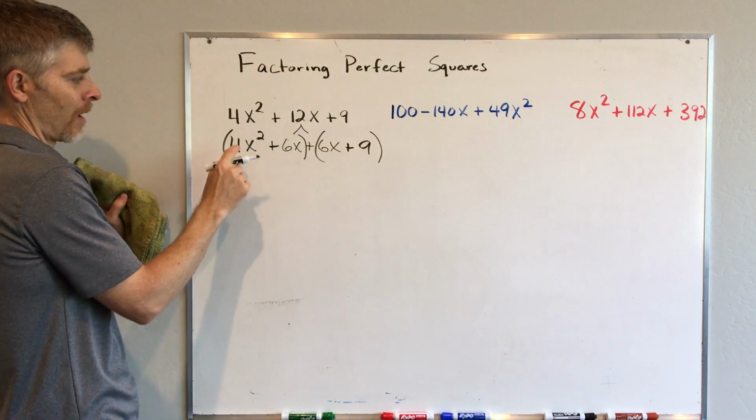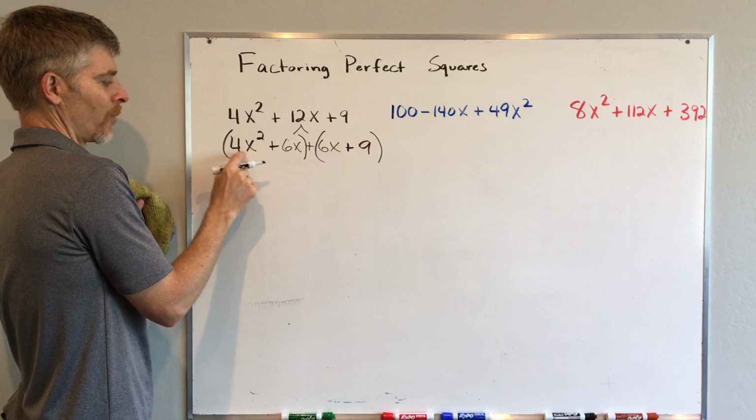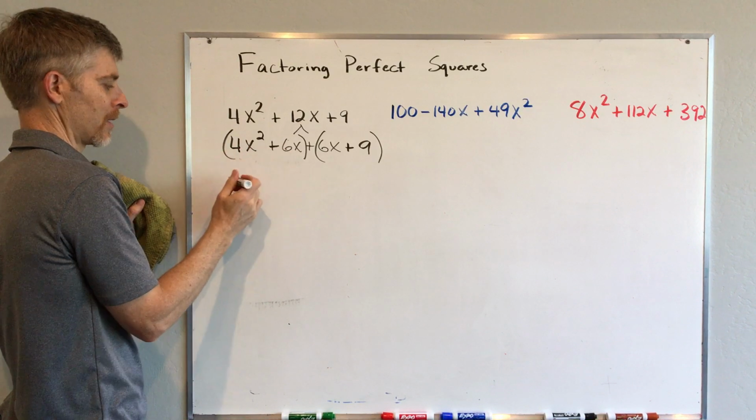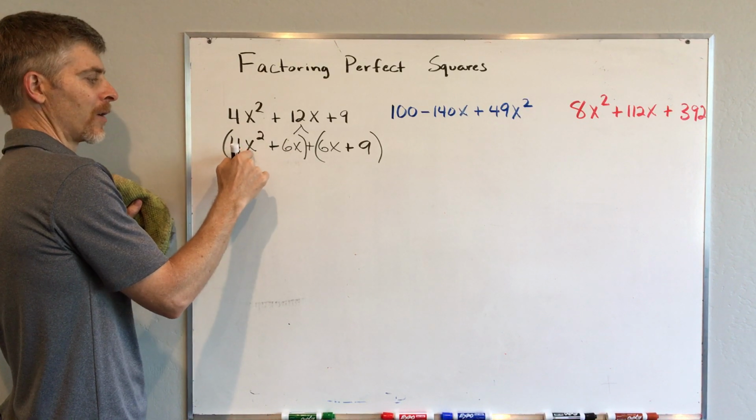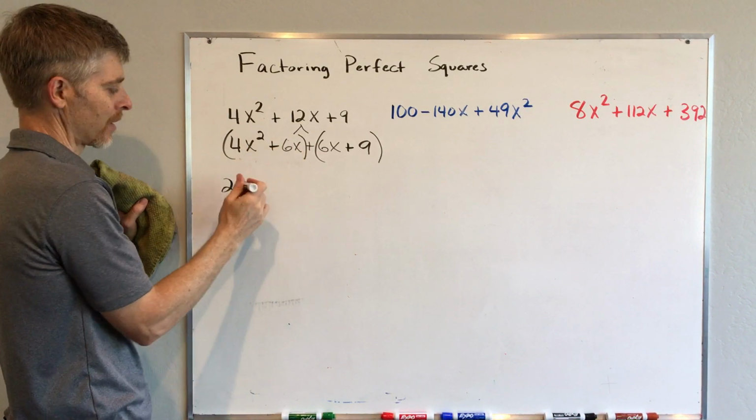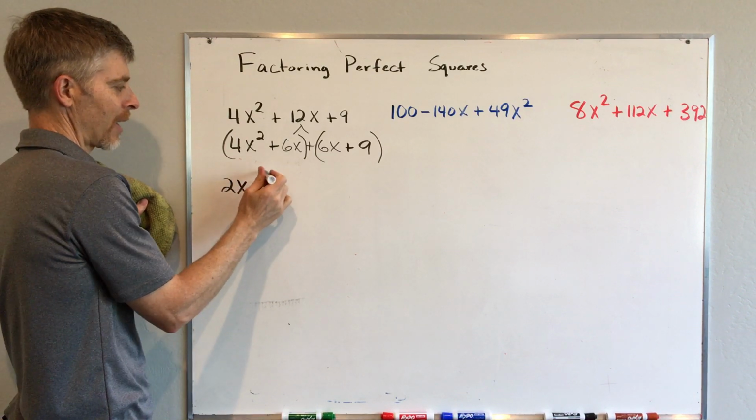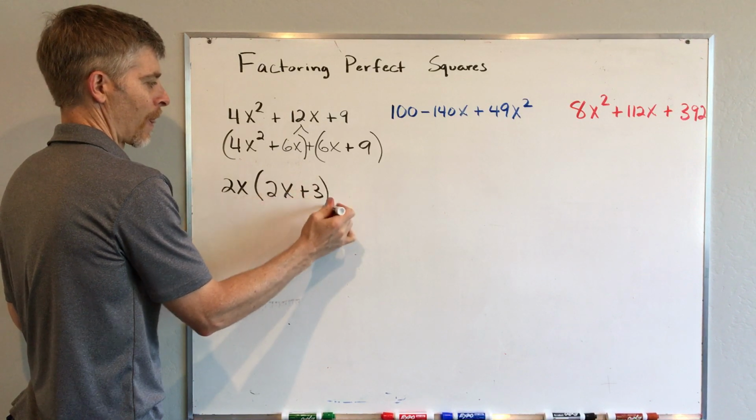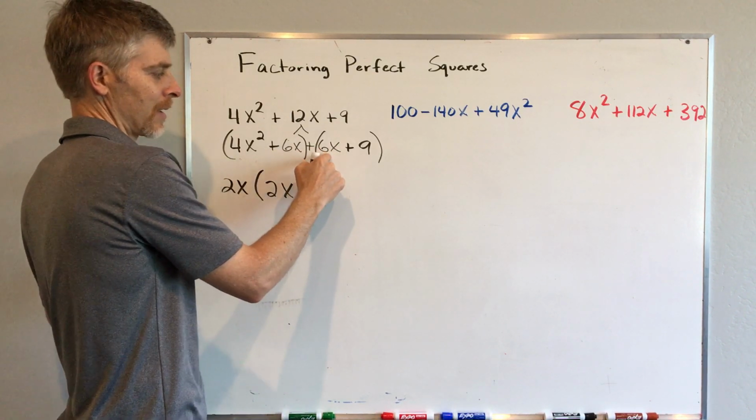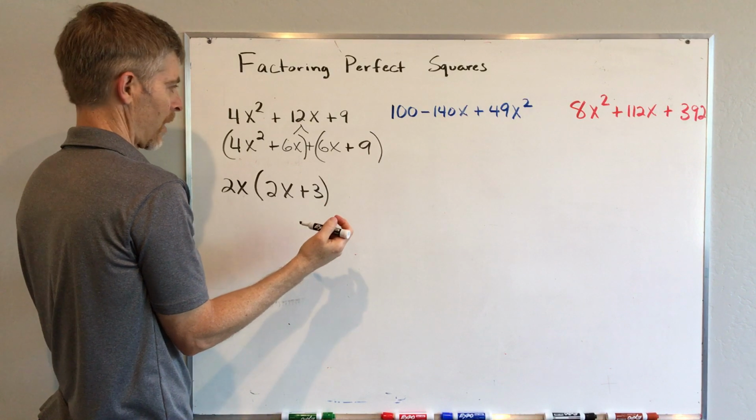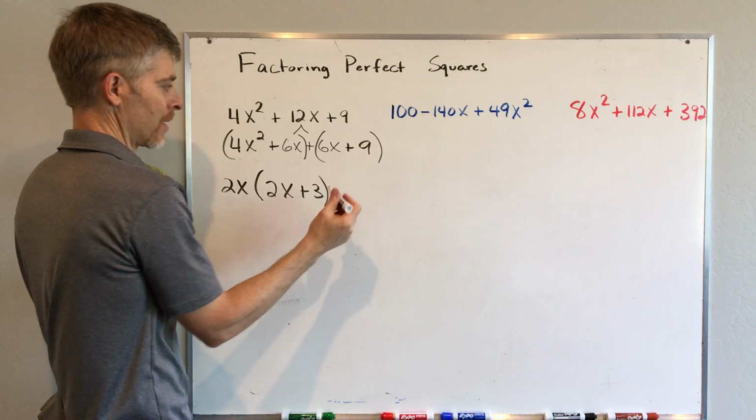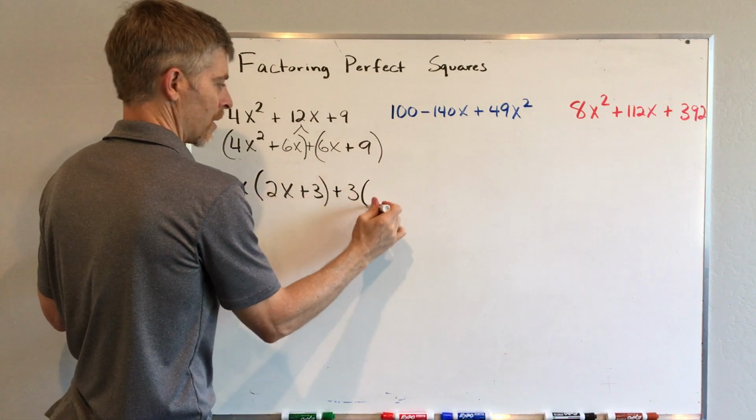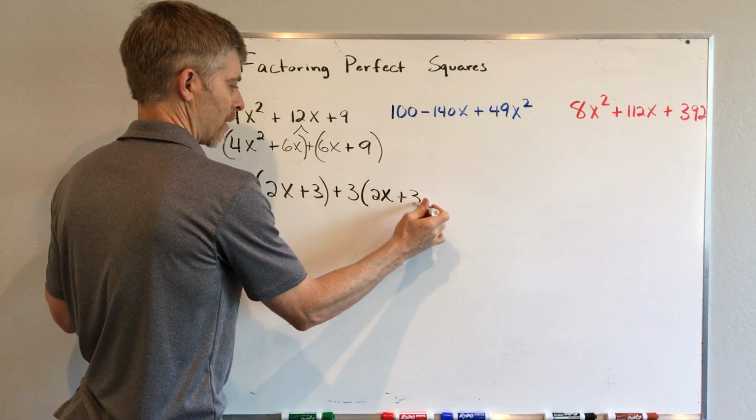And on this side, what can go into 4x squared and 6x? So what can go into 4 and 6? 2. And then what can go into x squared and x? X. So I'm going to pull out the factor 2x, leaving 2x plus 3. And then on this side, what goes into 6 and 9? 3. So I'm going to pull out 3, and there was already a plus sign here. And so I have 2x plus 3.